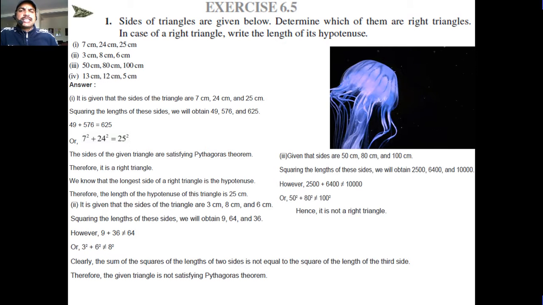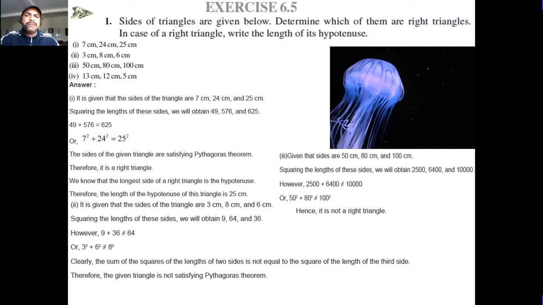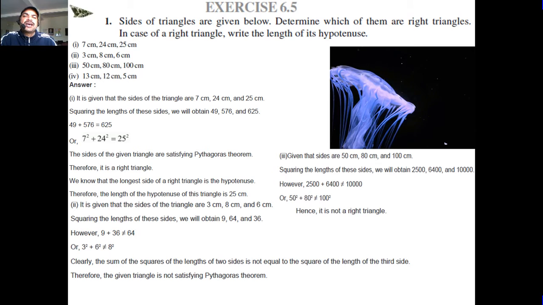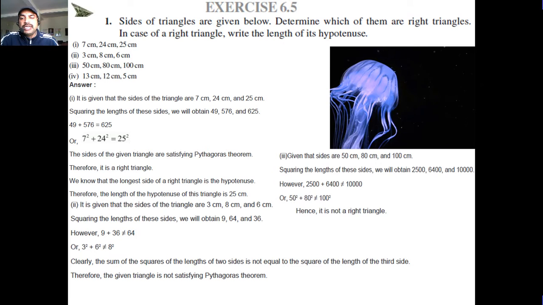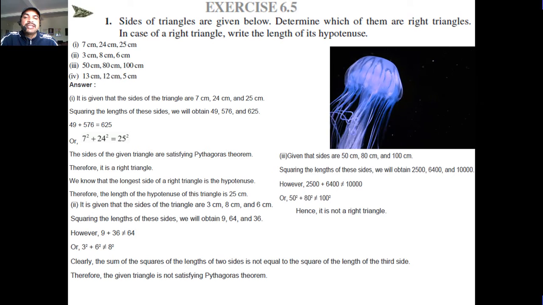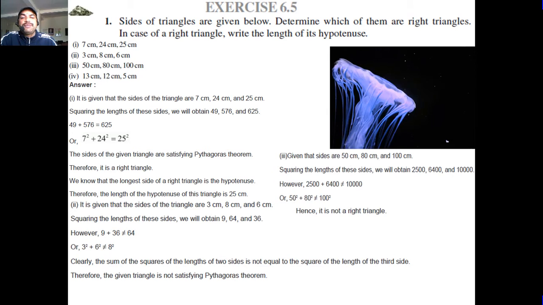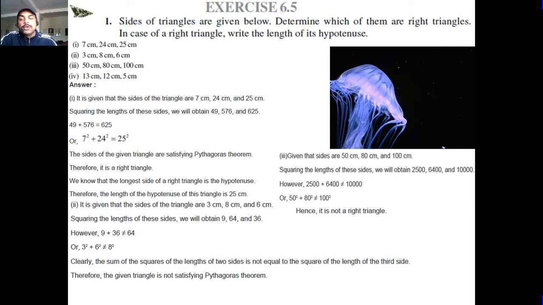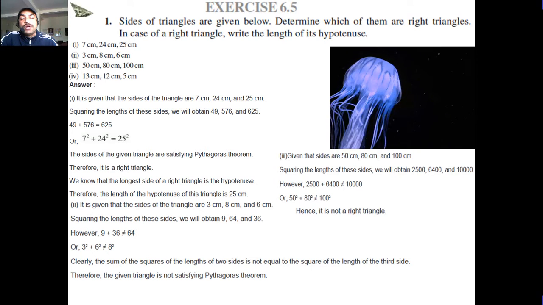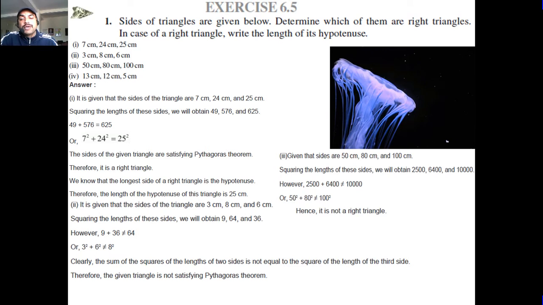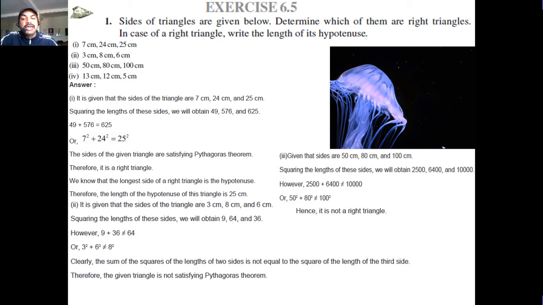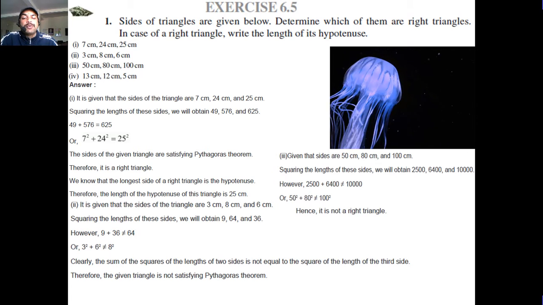Now students, let's start exercise 6.5. Sides of the triangles are given below. Determine which of them are right triangles. In case of a right triangle, write the length of the hypotenuse. It is given that the sides of the triangle are 7 cm, 24 cm, 25 cm. Squaring the lengths of the sides: 49, 576 and 625. So 7 square plus 24 square is equal to 25 square. The sides of the given triangle satisfy the Pythagoras theorem. Therefore it is a right triangle. We know the longest side of the right triangle is the hypotenuse. The length of the hypotenuse is equal to 25 cm.